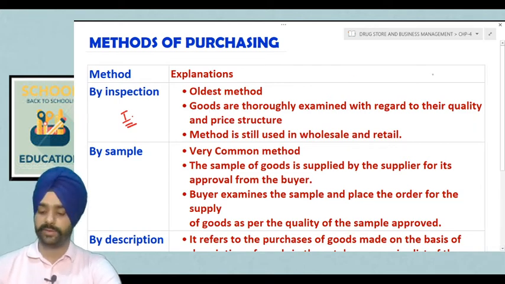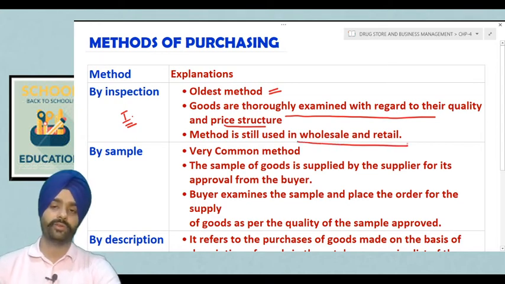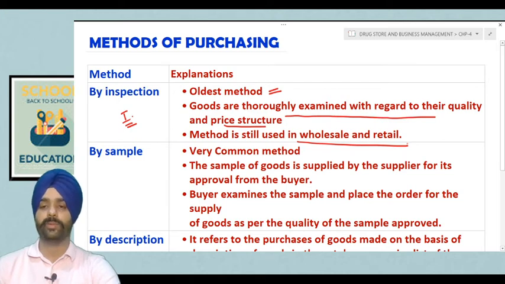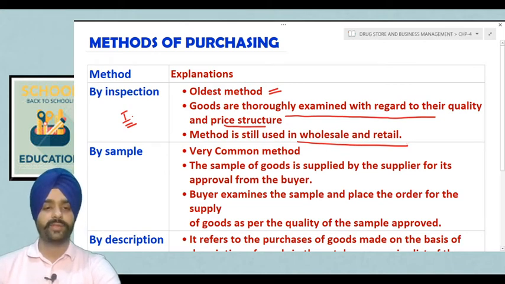Now, by inspection, this is the oldest method of purchasing. Goods are thoroughly examined with regard to their quality and price structure, and this method is still used in wholesale and retail. Physical inspection is always the most suitable, we can say it is the faithful method of purchasing. Next is by sample.